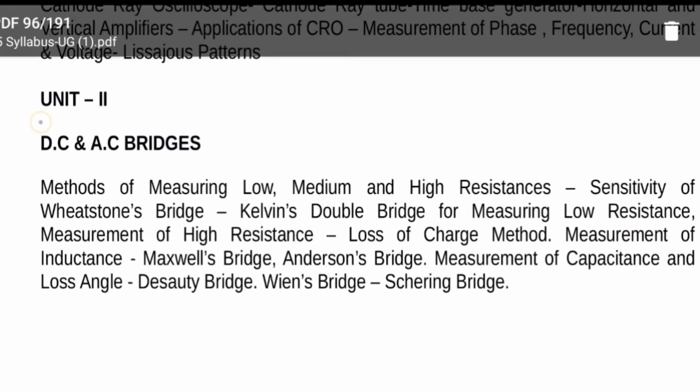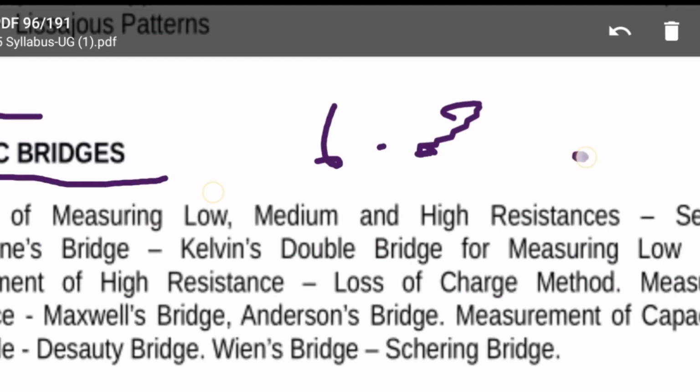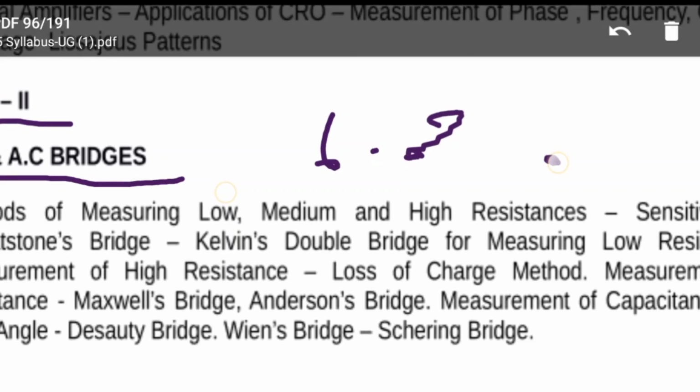Coming to the second unit, DC and AC bridges. These are very important bridges for competitive examinations also. This unit 2 is important. According to measurements, you can gain easily in GATE also, 6 to 8 marks or 8 to 10 marks you can get from DC and AC bridges, 6 to 8 marks.